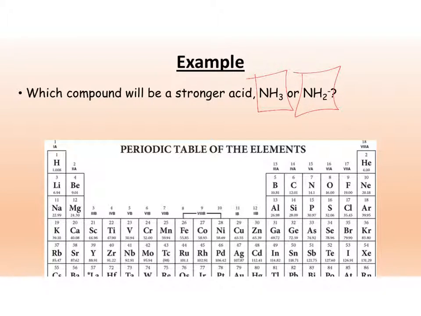Which one's stronger? So we don't even need the periodic table for this one. But what you see here is this one is definitely negative. Remember, the more negative it is, the harder it is to pull H pluses off of it. So that means that NH3 is definitely going to be the stronger acid in this case.